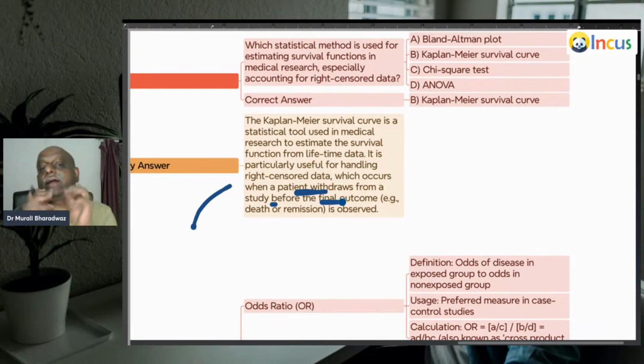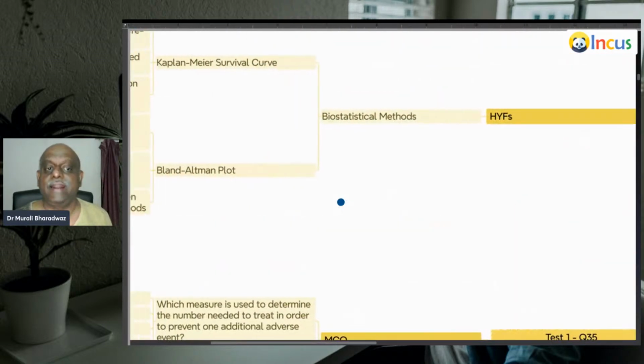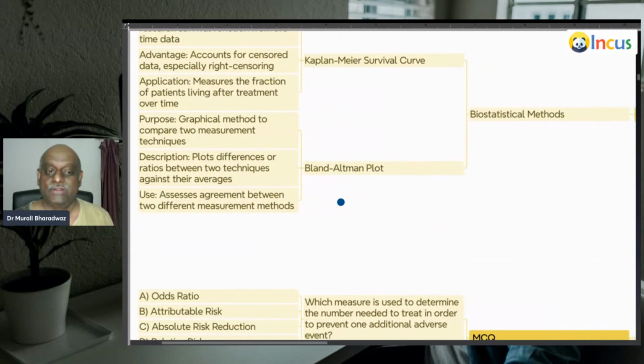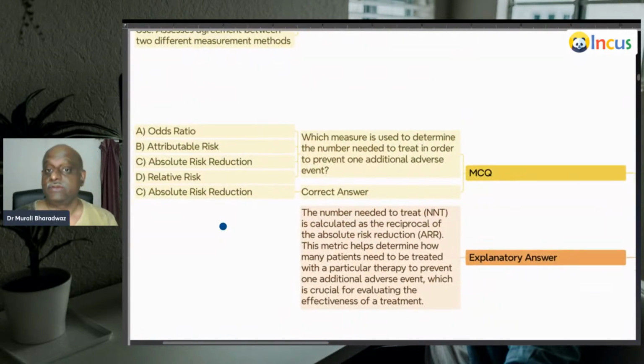Kaplan-Meier survival curve is a special tool where it estimates the survival function from the lifetime data, and the advantage of it over that of the Bland-Altman plot is it handles the right censored data. So there are the two ways by which survival statistics are done.